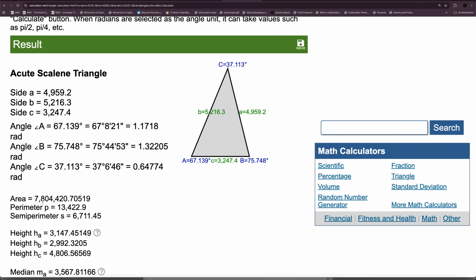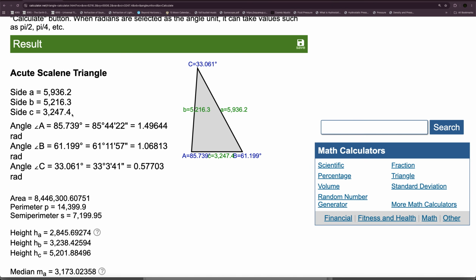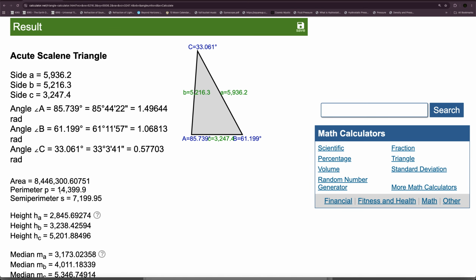So as you can see, the area here is 7,804,420.7 square miles. So when I added the 977 to one side, I got obviously a bigger perimeter, 14,399.9, as it would be for a spherical triangle. Now this is 2 dimensions, but I'm just using the same perimeter length. And I added it to one side. I got an area of 8,466,300.6, blah, blah, blah. So an increase of a million or whatever.